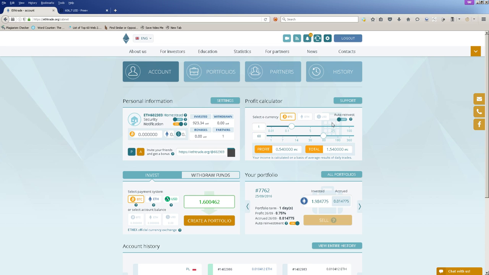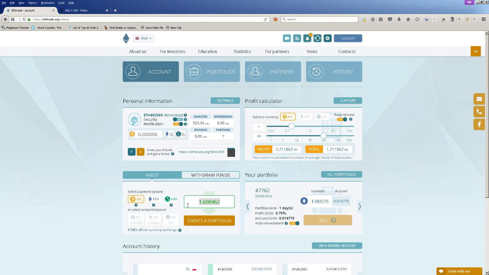So profit calculator, I invest 1 bitcoin for 60 days, I'll get 54% profit. If I do it with auto reinvest, I'll get 71% profit. What this means, it will invest the acquired money, and it won't continue. It will continue, but after 60 days, it's 0% commission. It's not like recurring. So yeah.